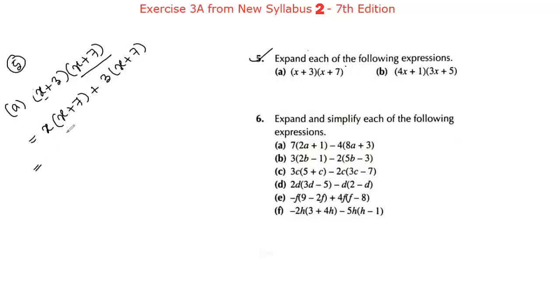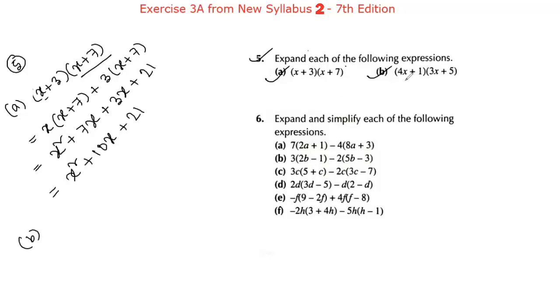Now multiply x into x, x squared, plus x into 7, 7x, plus 3 into x, 3x, plus 3 into 7, 21. So what will be the final answer? The final answer will be x squared plus 7x plus 3x, that is 10x, plus 21. And that is the solution of question number 5A. Now we will solve 5B.